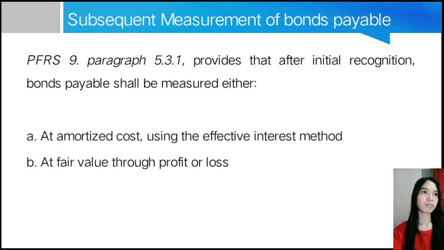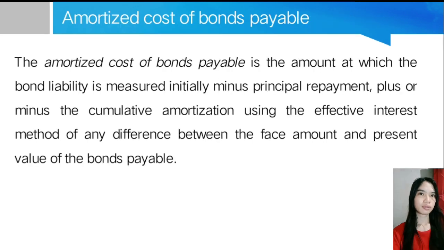Subsequent measurement of bonds payable. PFRS 9 paragraph 5.3.1 provides that after initial recognition, bonds payable shall be measured either at amortized cost using the effective interest method, or at fair value through profit or loss.